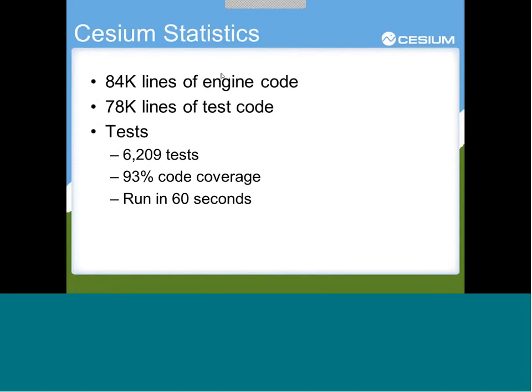We'll go to some other demos in a little bit. But first, let me tell you a little bit more about Cesium and the code base and the community. So as far as JavaScript projects go, this is fairly ambitious. It's a pretty big project. It's 84,000 lines of engine code and 78,000 lines of test code, and that's unminified.